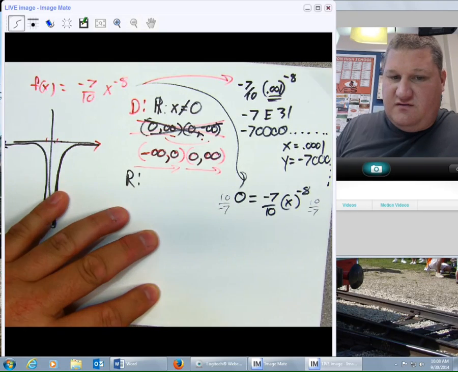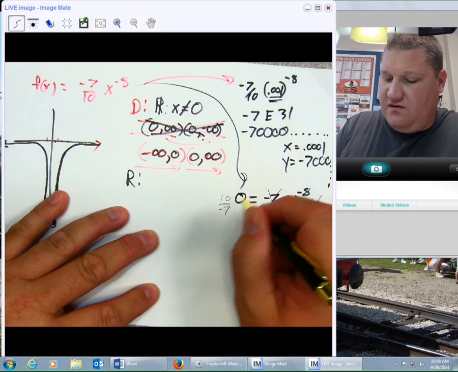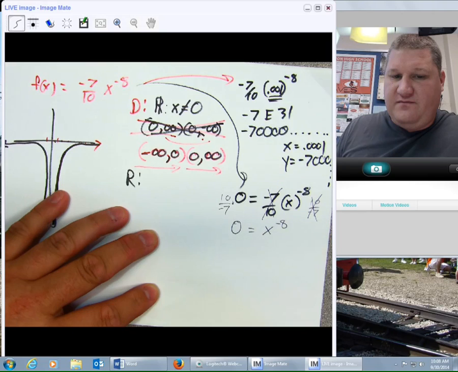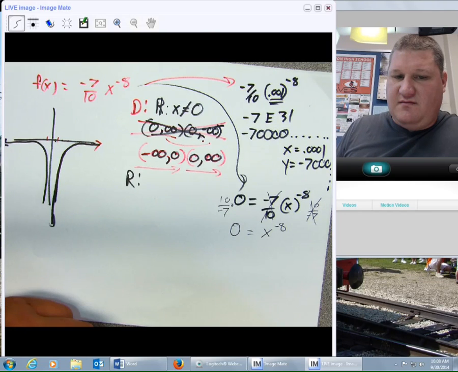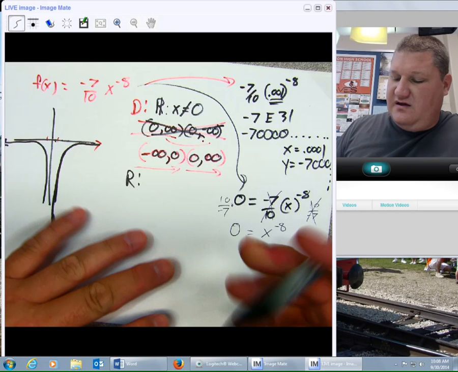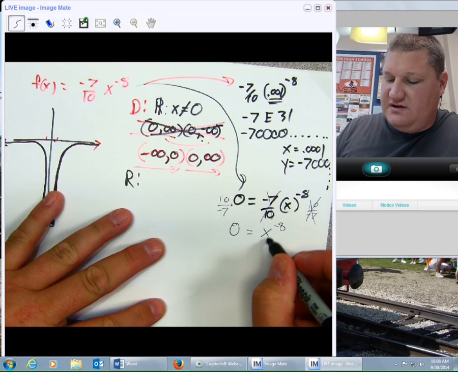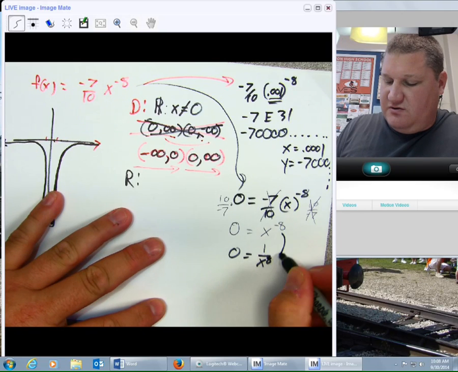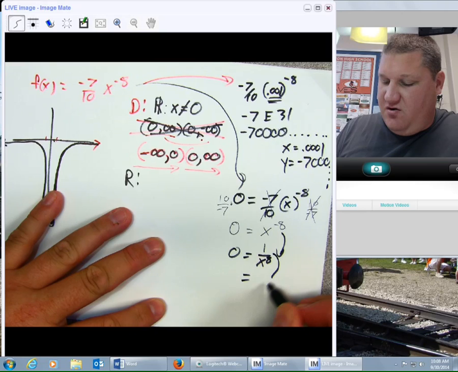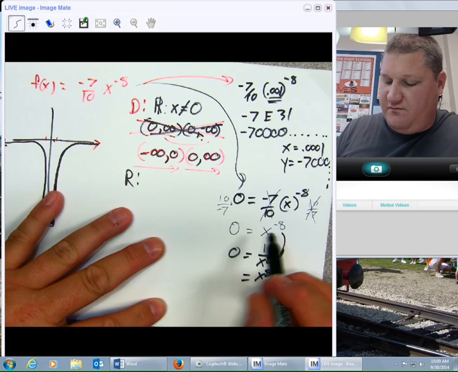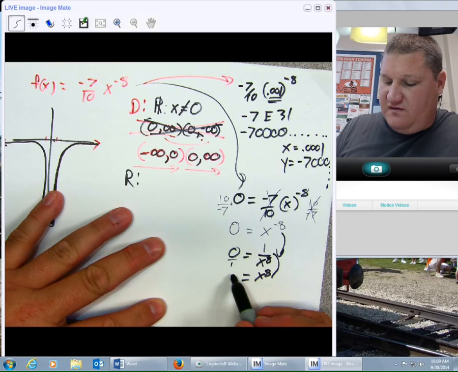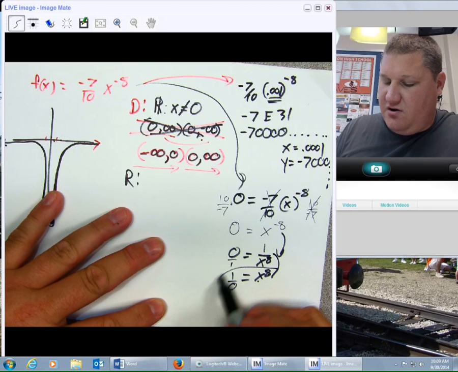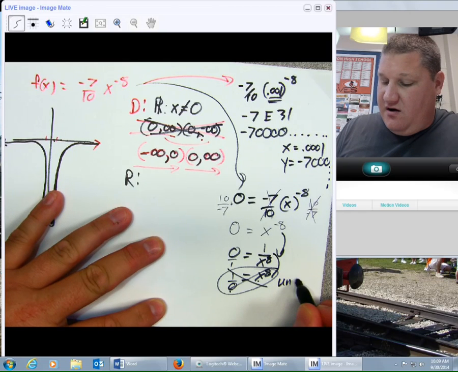I could do that fairly easily. That's gone, that's gone. 0 times anything is 0, equals x to the negative 8th. Now, ladies and gentlemen, one of my tricks that I can use on a regular basis is I can flip one side. So instead of 1 over x to the 8th equals 0, which is what this says, I could flip it over and say x to the 8th equals, but what is 0 flipped over? It's going to be 1 over 0.